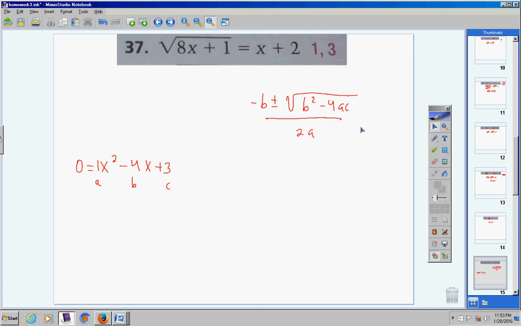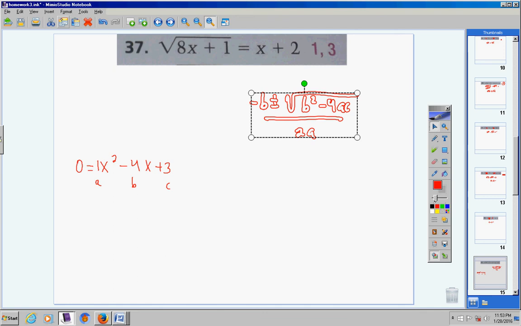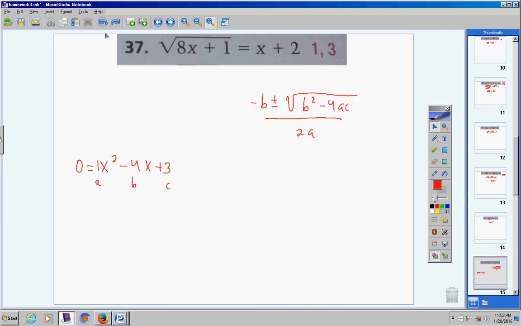I'm getting a little tired of copying this over and over, so let me copy it in case we need it again later. Alright, now, negative b, and b is negative 4. So we have negative 4, that's a positive 4, plus minus the square root of b squared. Square the 4, you get 16. Negative 4 ac, a times c, 1 times 3, 3. All over 2a, a is 1, 2 times 1.